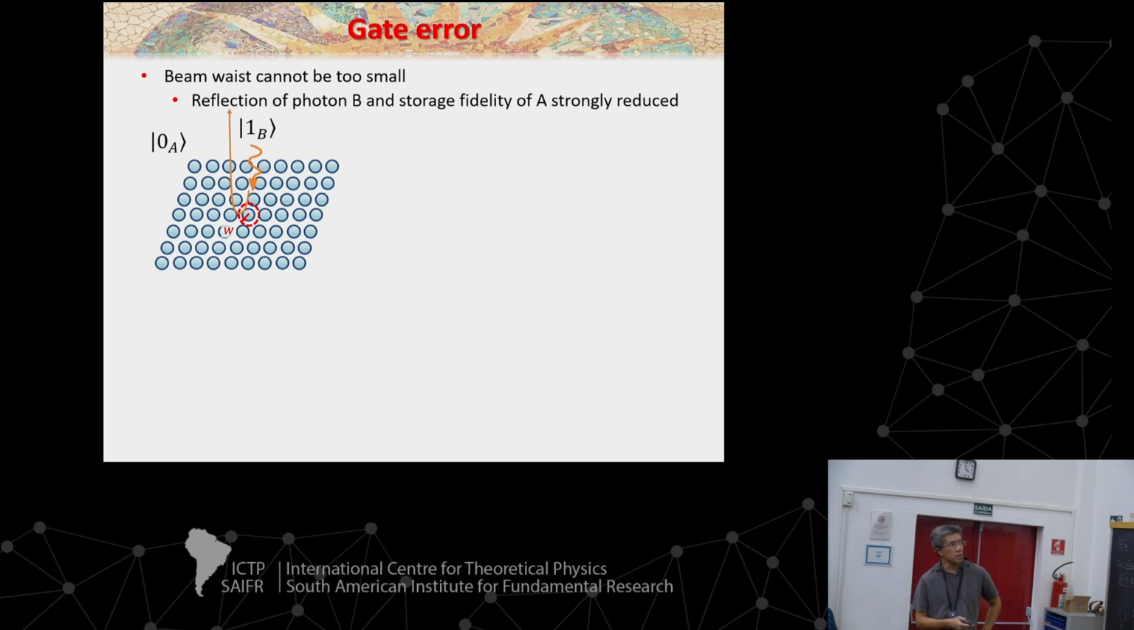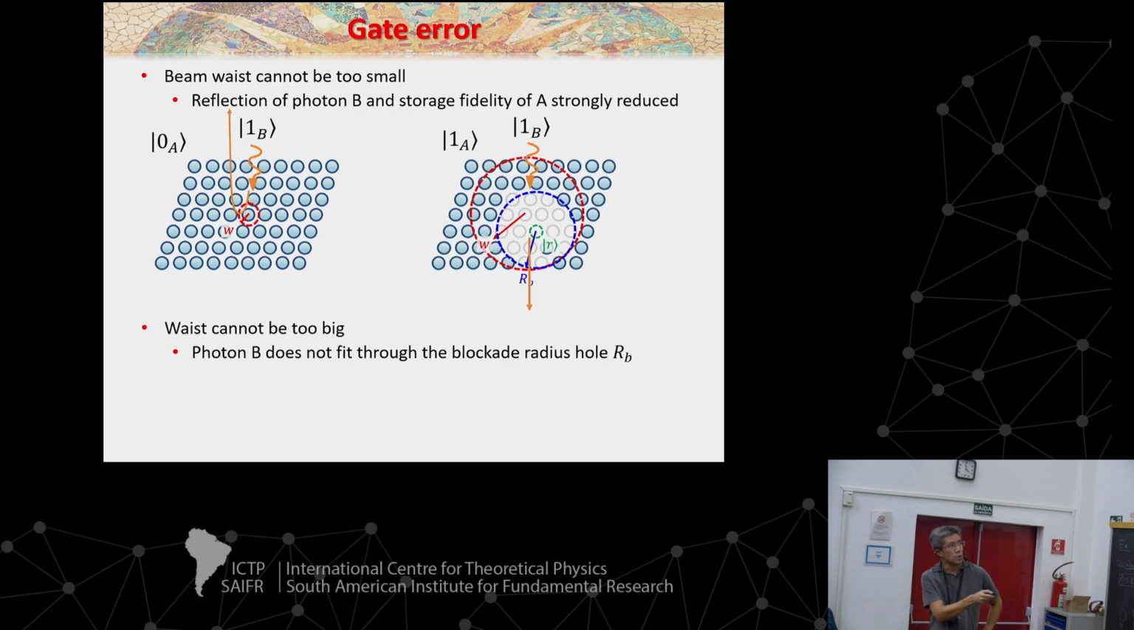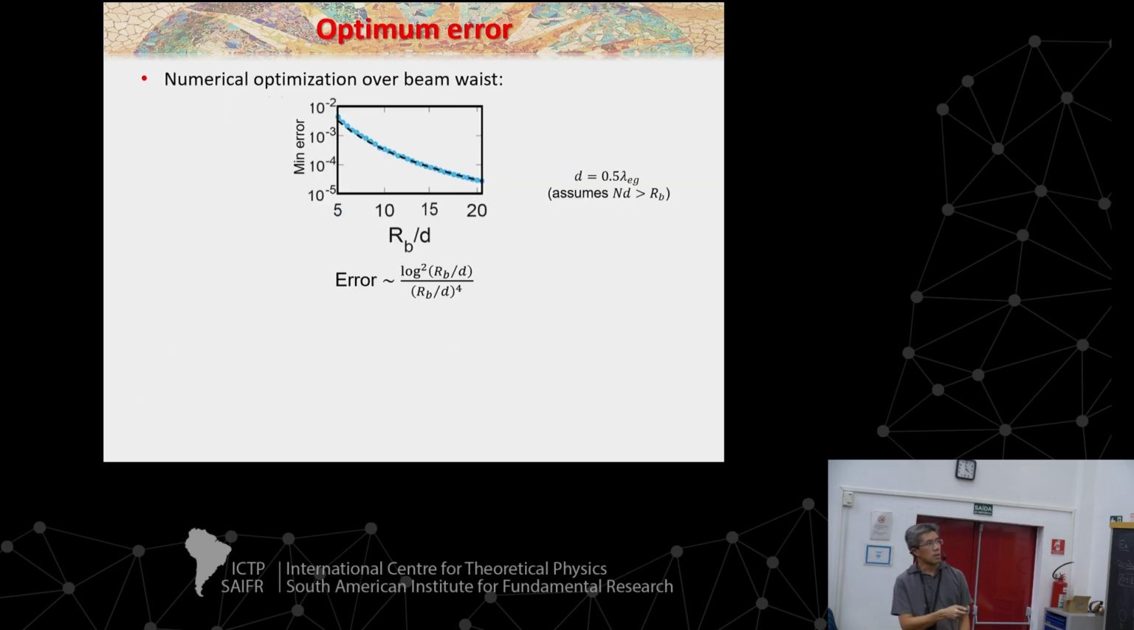So you can kind of believe that for this thing to work, this hole that you generate by Rydberg blockade has to be big enough that your photon B can fit through. So the limiting error will be determined by the size of this Rydberg blockade hole. Not surprisingly, the error scales in exactly the same 1/r⁴ fashion. And so what I'm plotting here is the error of a realistic gate as a function of the Rydberg blockade radius divided by the lattice constant.